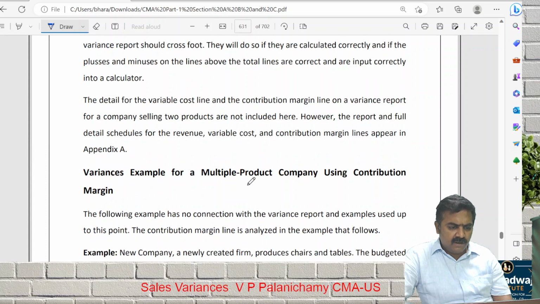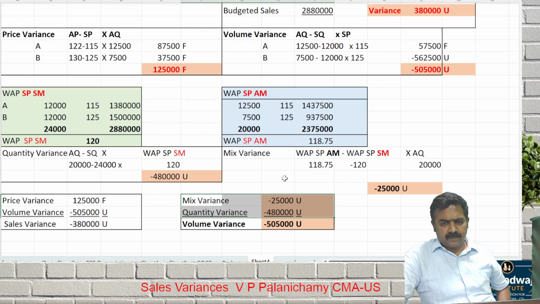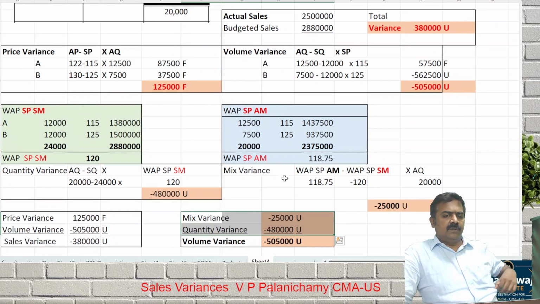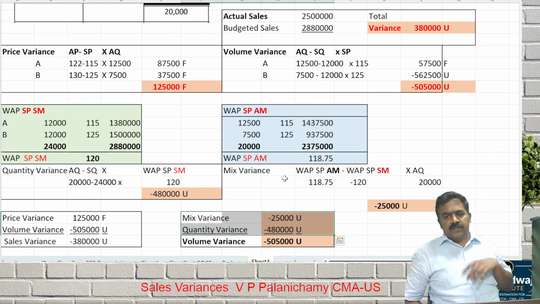So in the next class, we'll work out based on contribution margin. I request you to copy this. The problem is there in the material shared with you. And of course, the solution, please take it in our way. We can finish up in one page.